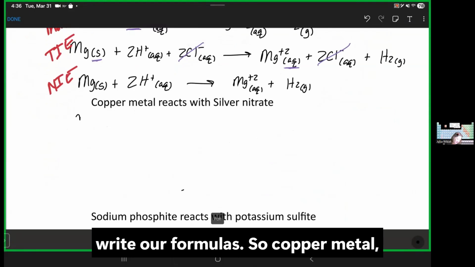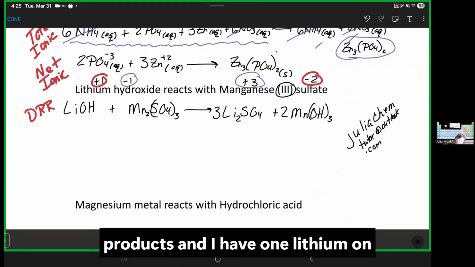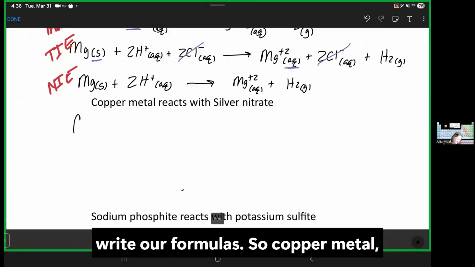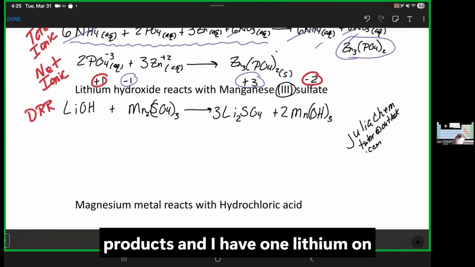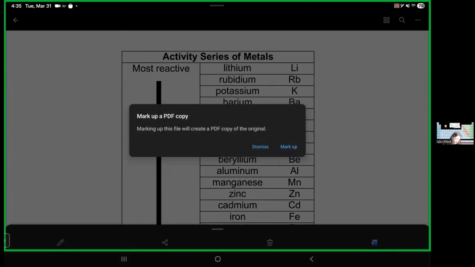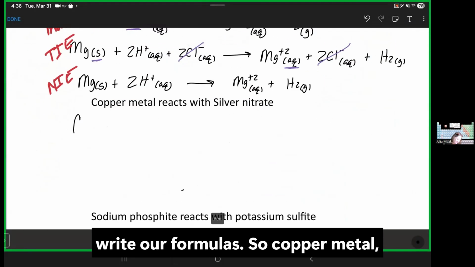Okay, all right, so now I've got strontium hydroxide with nitric acid. So strontium hydroxide with nitric acid.